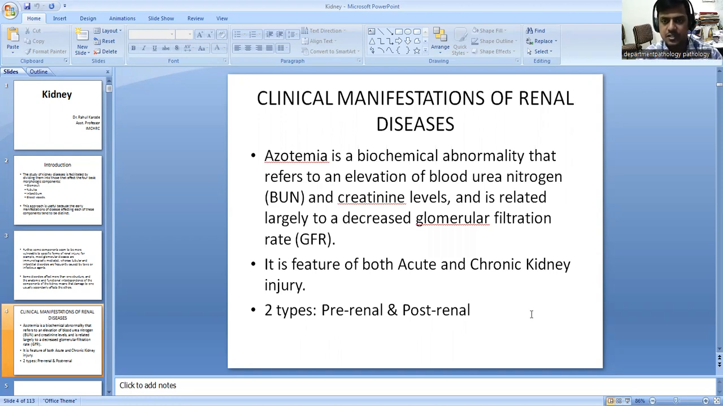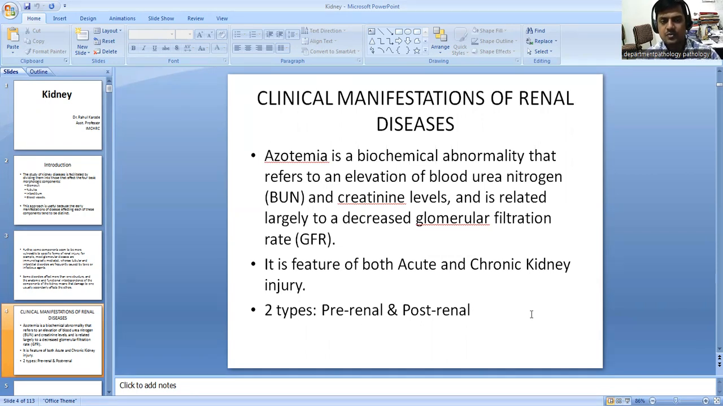The clinical manifestations of renal diseases. Number one, azotemia. Azotemia is defined as a biochemical abnormality that refers to an elevation of blood urea nitrogen, also known as BUN, and creatinine levels, and is related largely to a decreased glomerular filtration rate. The term azotemia is a feature of both acute kidney injury as well as of chronic kidney injury.